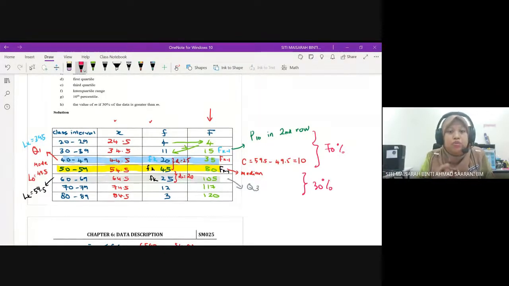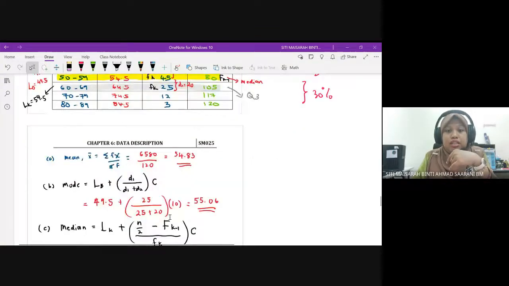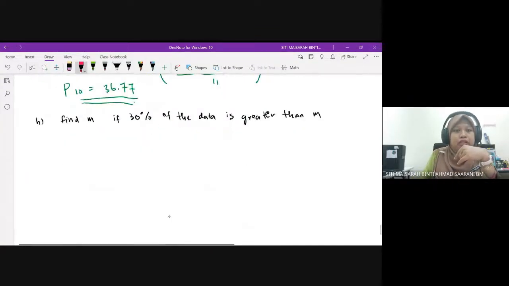Dia sebut 30% of the data is greater than M. So M boleh jadi in the, let's say, in the third row or fourth row or fifth row or sixth row. So as long as greater than 30%. So means that the M here is supposed 100 times dengan minus dengan 30, we get 70%. So mean M is actually P70. So then you need to find P70.